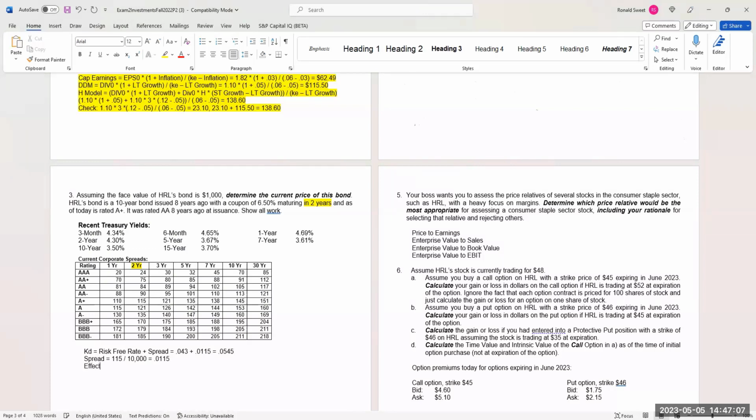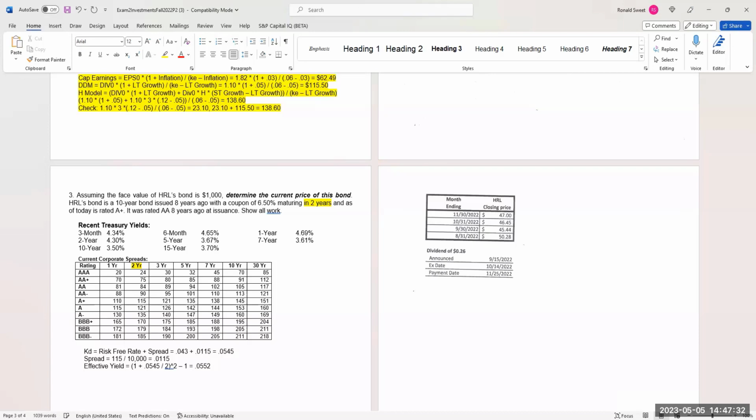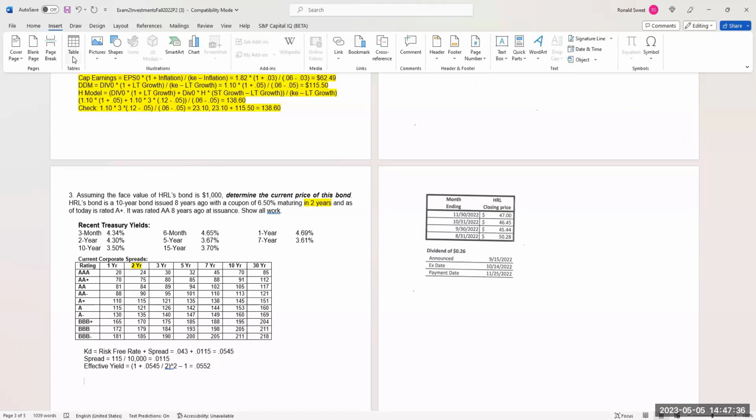The effective yield is going to equal 1 plus the discount rate divided by 2, raised to the power of 2, minus 1. And yes, you always use 2 because we're assuming the bonds pay twice a year. When you do that, the effective yield comes out to be 0.0552. Now I'm going to show you the math here, but there can be some rounding problems. If you're off by a penny or something, that's not a big deal. So I'm going to insert a table and just do this.